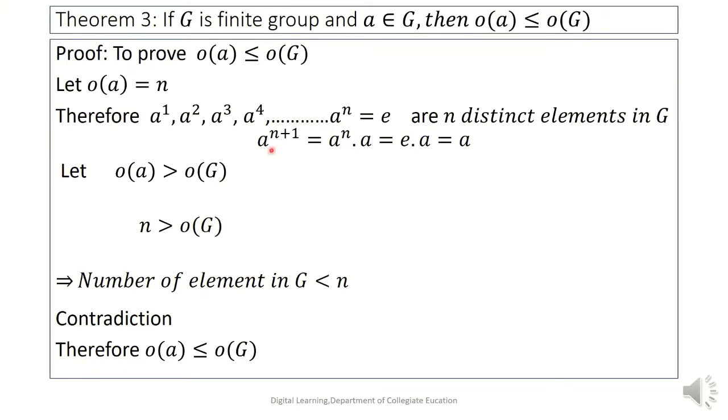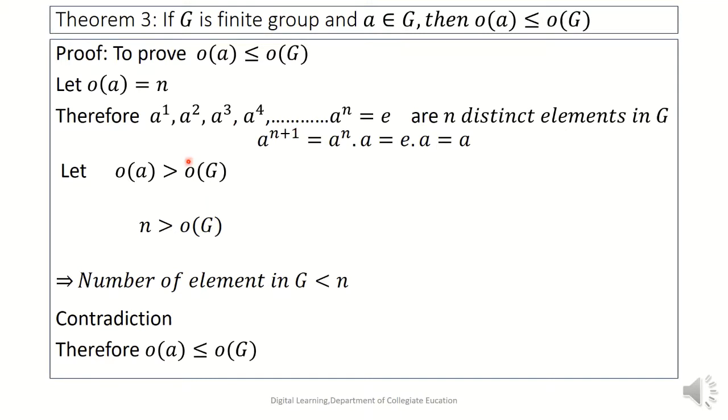After this, suppose if you have a to the power of n plus 2, that is a to the power of n plus 1 into a. Isn't it? A power n plus 1 into a, again you will get a square. It repeats: a square, a cube and so on.